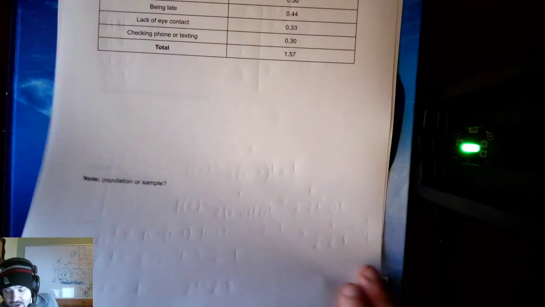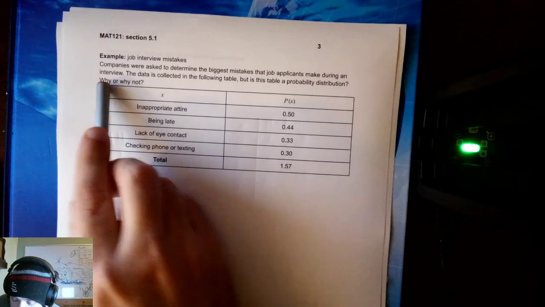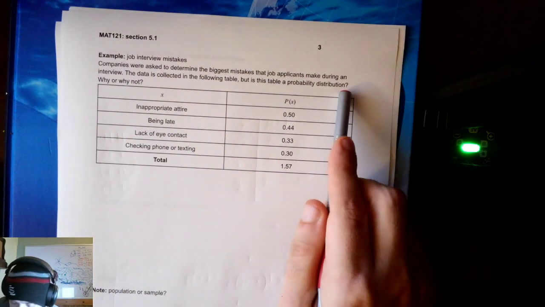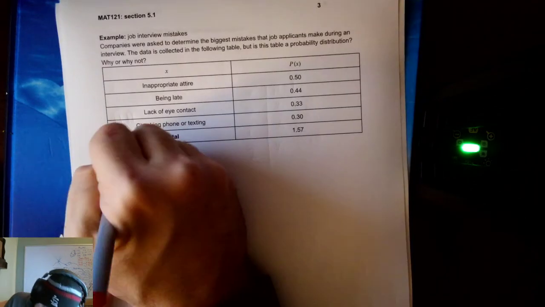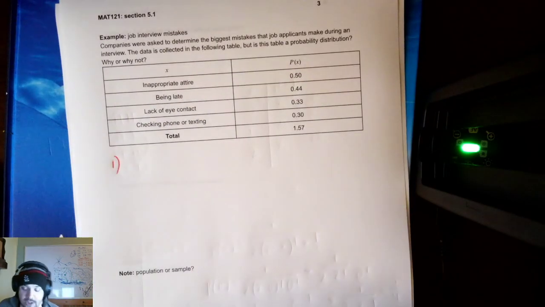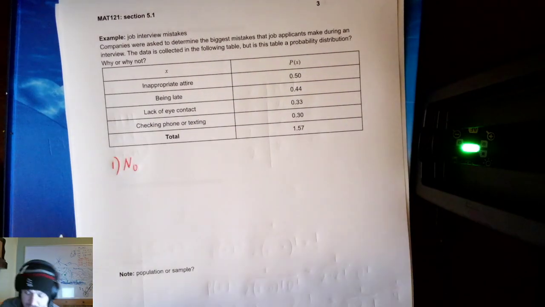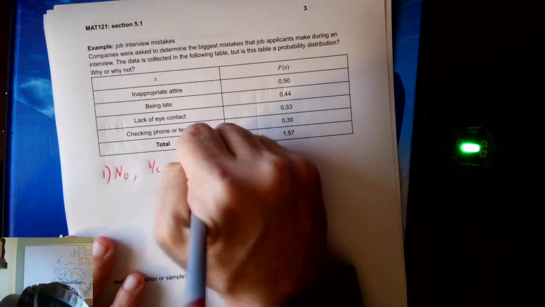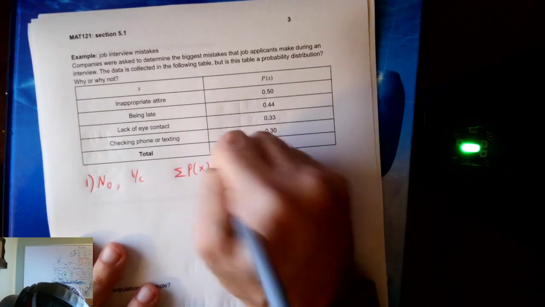Let's look on the next page. Companies were asked to determine the biggest mistakes that job applicants make during an interview. The data is collected in the following table. But is the table a probability distribution? Why or why not? Well, there's actually two correct answers. The first correct answer is, no, it's not a probability distribution, because the sum of the P of X's is not 1.